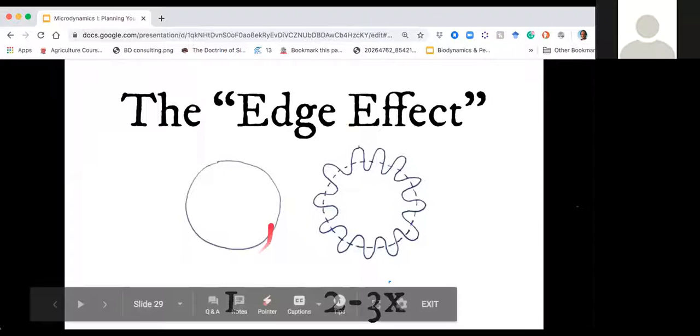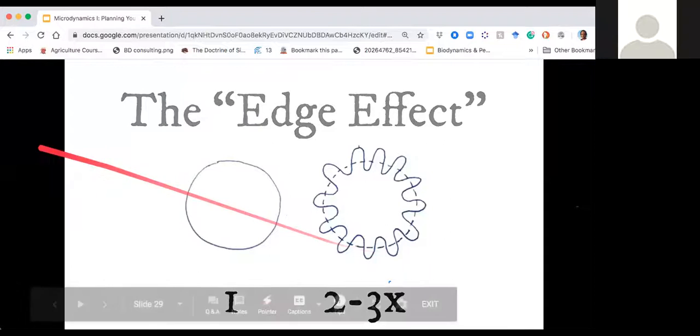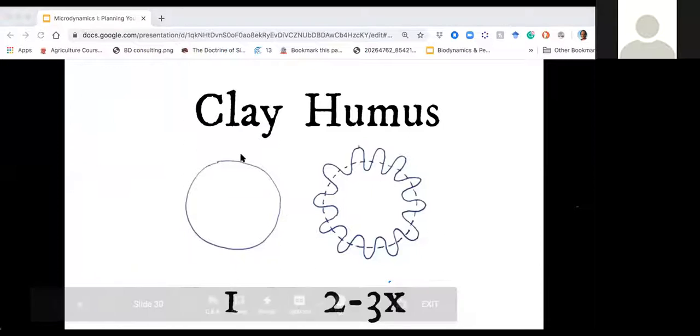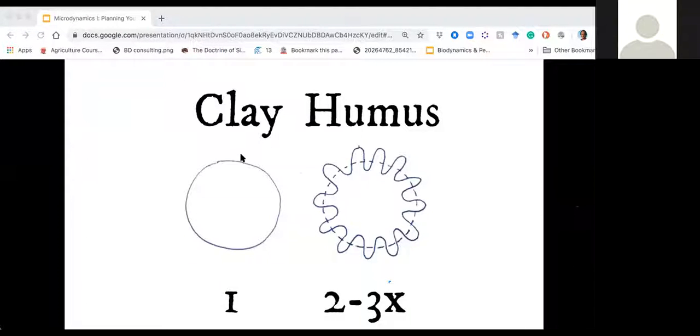In permaculture, there's this idea called the edge effect. You can make a pond that's a circle, and it holds a certain volume of water, or you can take the same volume of water and make these wiggly lines. And this has 2 to 3 times the surface area, which is really remarkable. The same thing applies when you compare clay to humus. In 1 tablespoon of good clay, you can have 20 acres of surface area. But in 1 tablespoon of humus, you could have 3 times that.